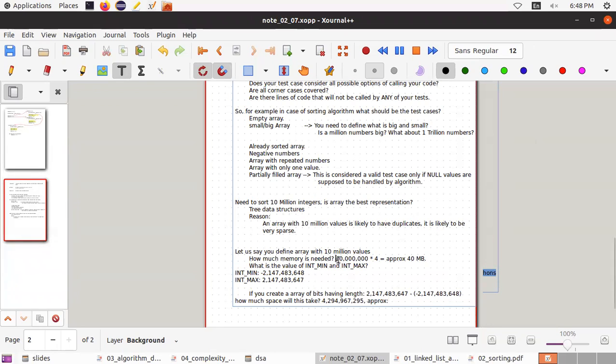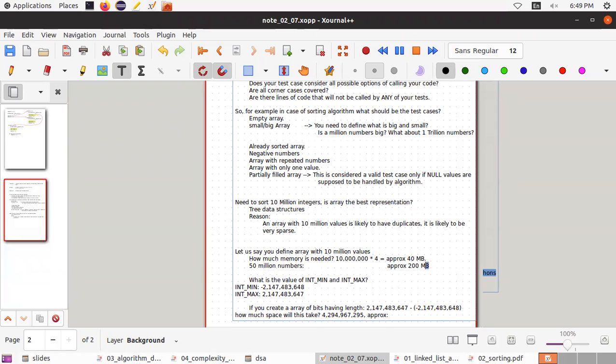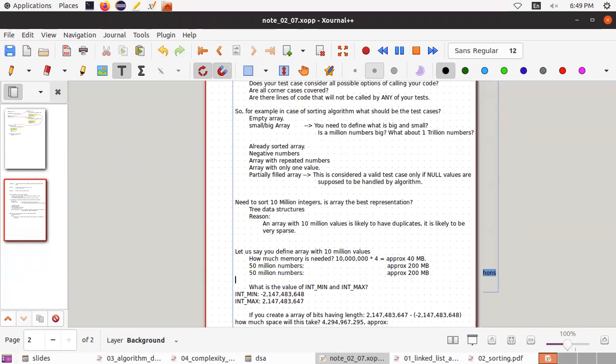Now, if you need to sort 10 million values, you need 40 MB. And if I kept increasing these values, instead of 10 million numbers, what if you have to sort more numbers? If I said 50 million numbers, approximately 200 MB is what is needed. If I said, how about sorting 1 billion numbers? Then you will need approximately 4 GB. And this will keep increasing.